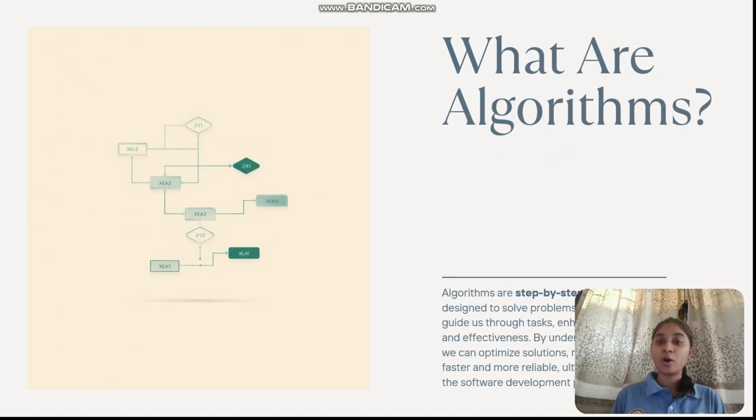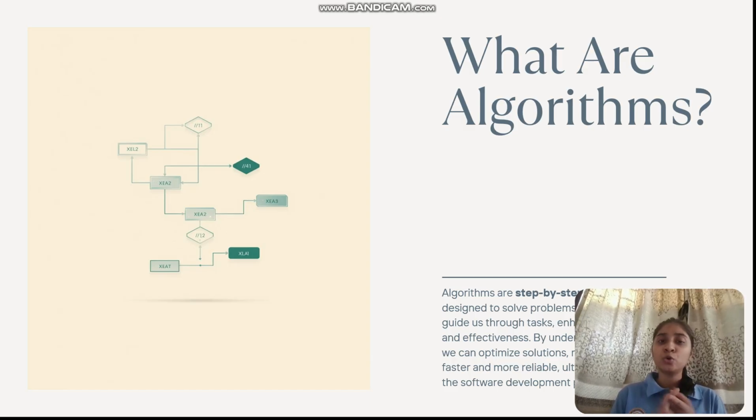Now, what are algorithms? After understanding data structures, the next important concept I explored was the algorithm. An algorithm is simply a step-by-step procedure used to solve a problem or perform a task. For example, when we follow a recipe to cook a meal, we follow a sequence of steps. In a similar way, computers follow algorithms to process data and solve problems.